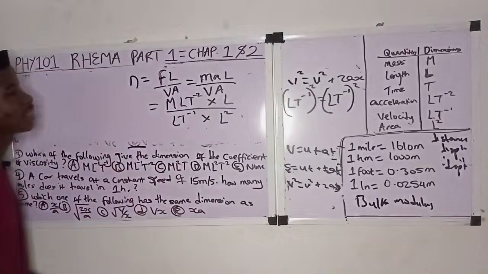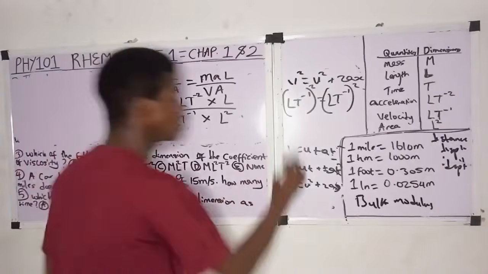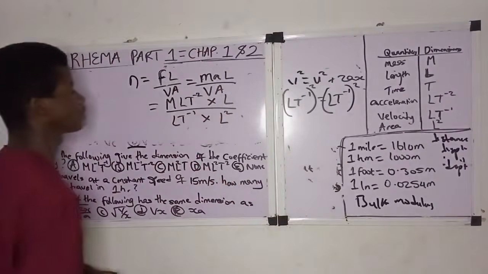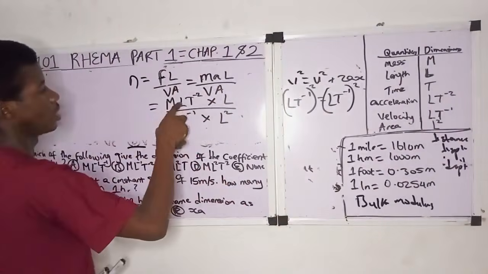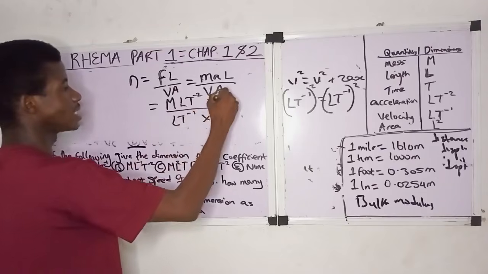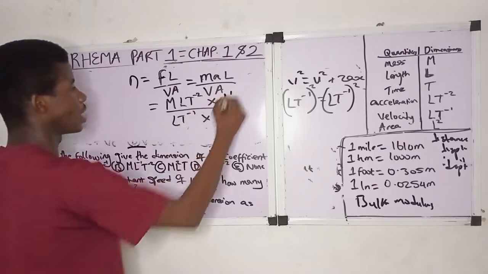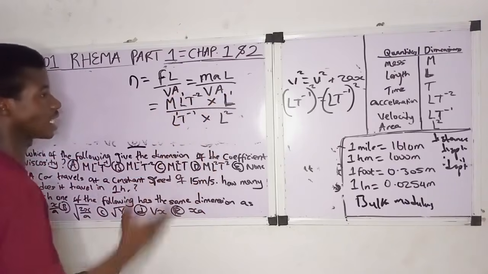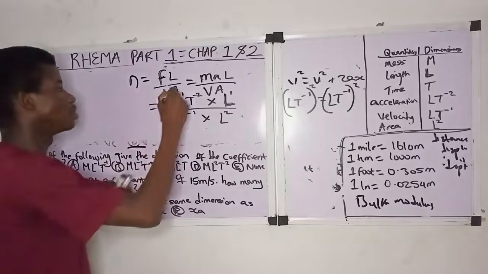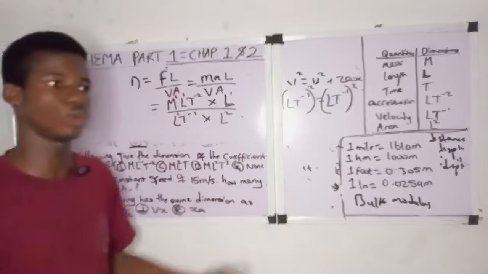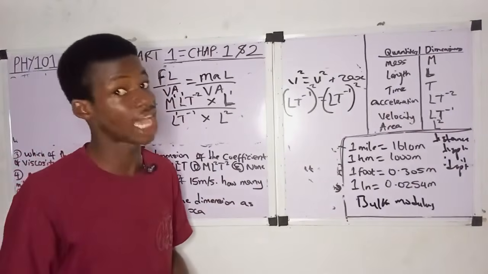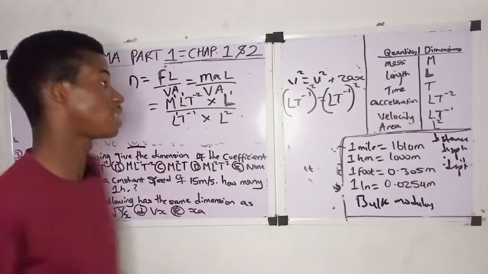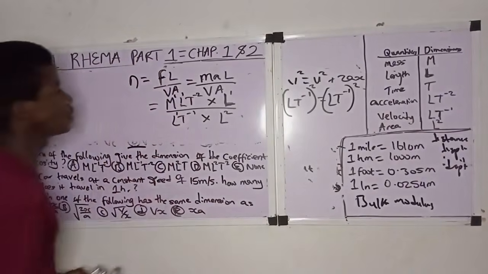Let's simplify. According to indices, let's start with this part. Remember, when a letter is standing alone, it means that letter is raised to power 1. This means L is power 1, and M is raised to power 1. Any letter raised to power 1 gives that same letter. So let's continue.